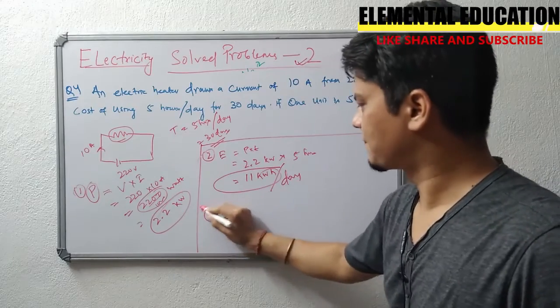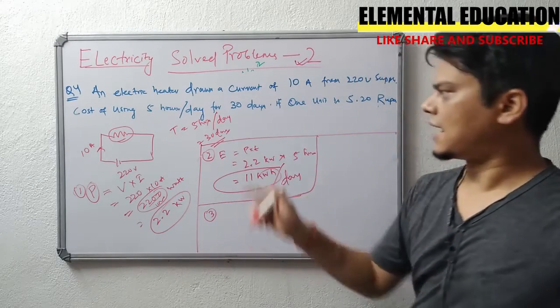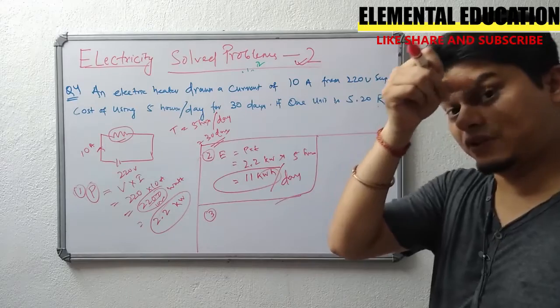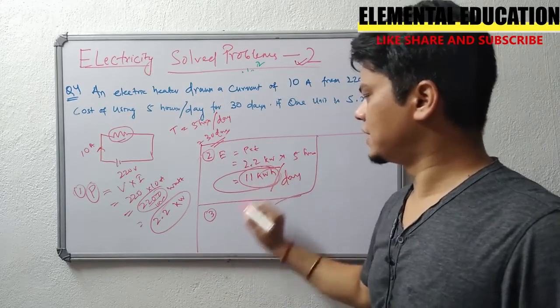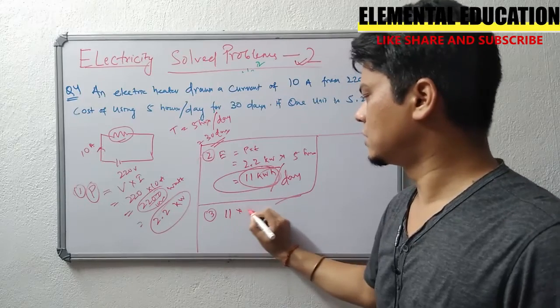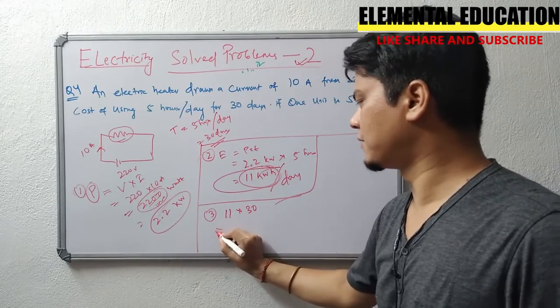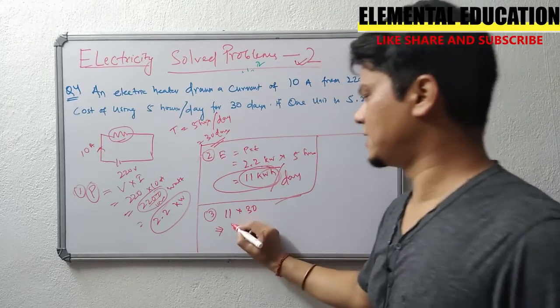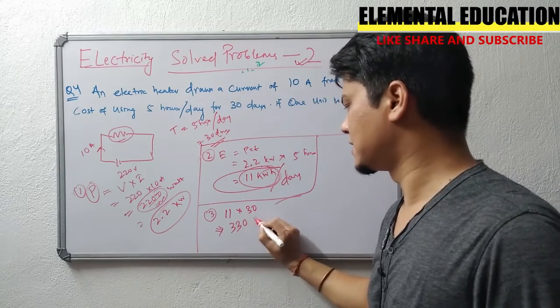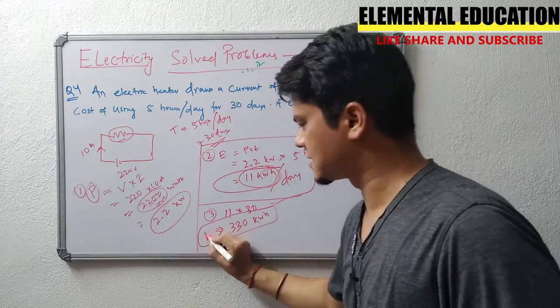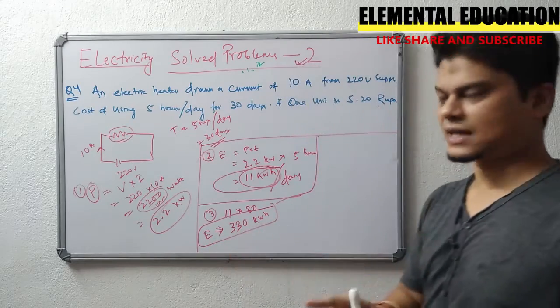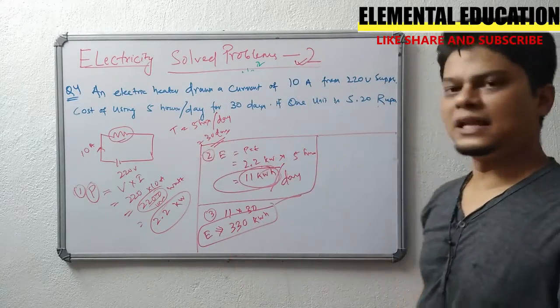Third part is, how many days am I using it? I am using it for 30 days. So this value into 30. 11 into 30, what will be the value? 11 into 3 is 33, so 330 kilowatt hour. I am using this much energy in 30 days using this electric heater.